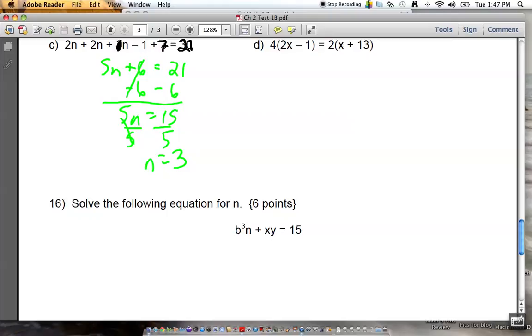Notice how the quiz supports the test? Yes? Because you keep the sign of the bigger number. I have a negative 1 and a positive 7. Okay? Now, what about the next question?